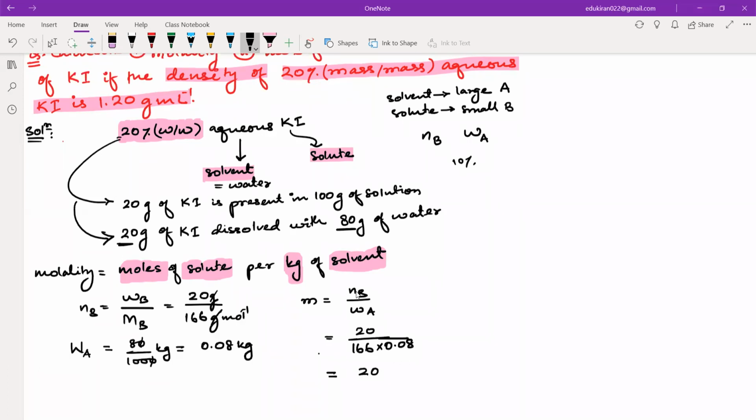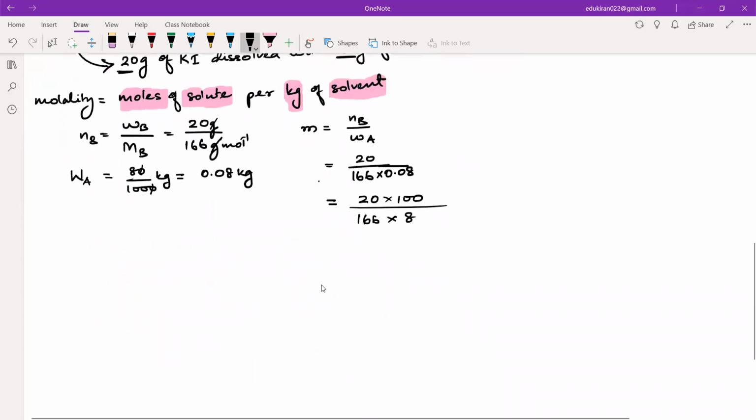20 upon 166 into, I can write this as 8 upon 100, and this 100 will go above. So one suggestion that I will always give you is to get rid of the decimal points. Always solve with whole numbers. Now, what do we have here? This is 20 into 100, that will be 2000 divided by 166 into 8. Try solving this now.